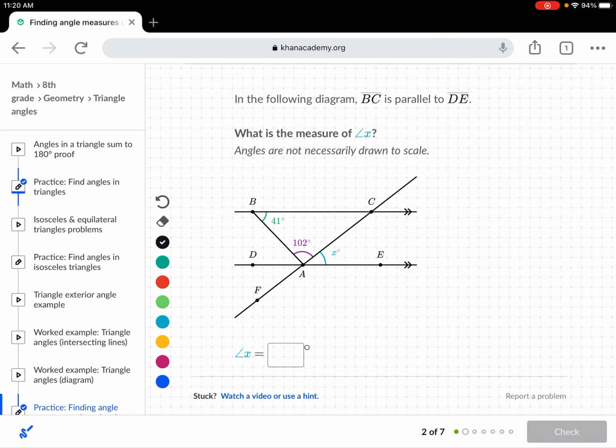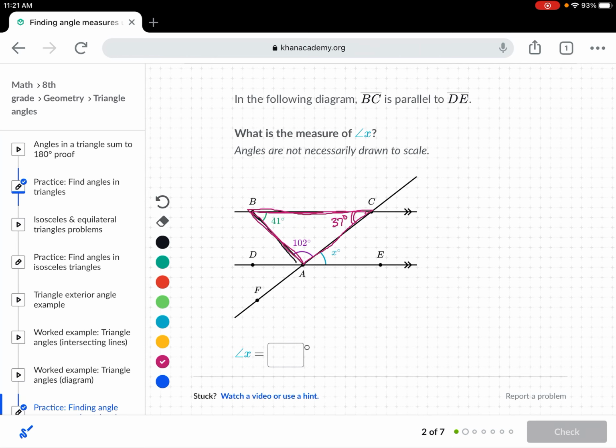So there are a couple of ways to think about this. First, we have this triangle that I'm outlining right here. And we know the value of two of the angles, so we can find this missing angle by subtracting 102 and 41 from 180. So that's 180 minus 143, and that's going to give us 37 degrees.